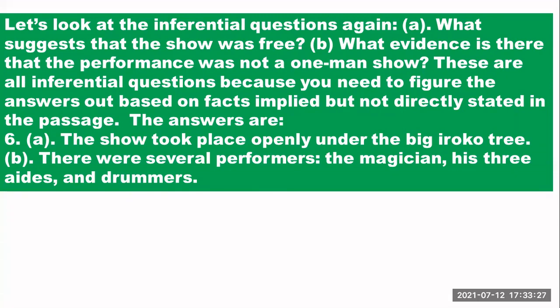All right. But when you read the passage, you now discover that there were several performers. The magician was performing, then he had 3 aides who were also performing. Then there were also people drumming. So you have the magician, his 3 aides, and the drummers. Now, this is the evidence that it was not a one-man show. All right. So these are examples of inferential questions.